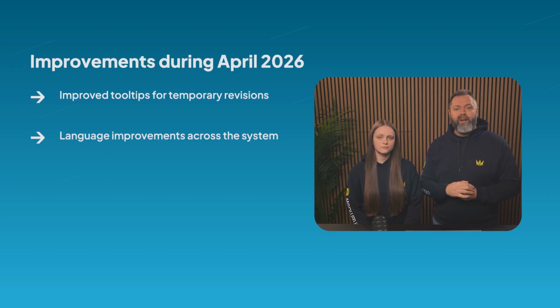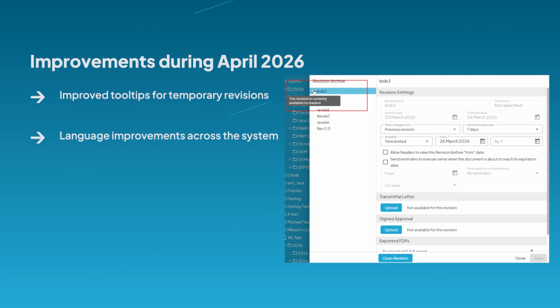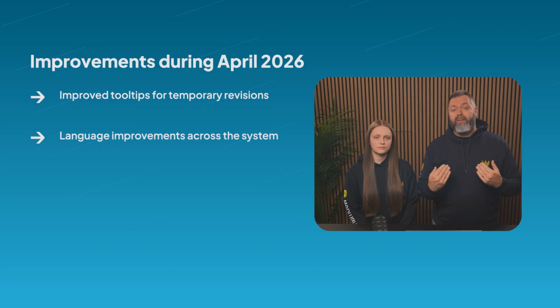The first one I'll take care of. The tooltips for temporary revisions will now give a much more correct indication of when the document is available. Temporary revisions have an icon indicating that it is a temporary revision, and in the past, that icon would also have a tooltip saying that the revision was active. That is no longer the case. The tooltip will only show if the revision is actually active and indeed available.